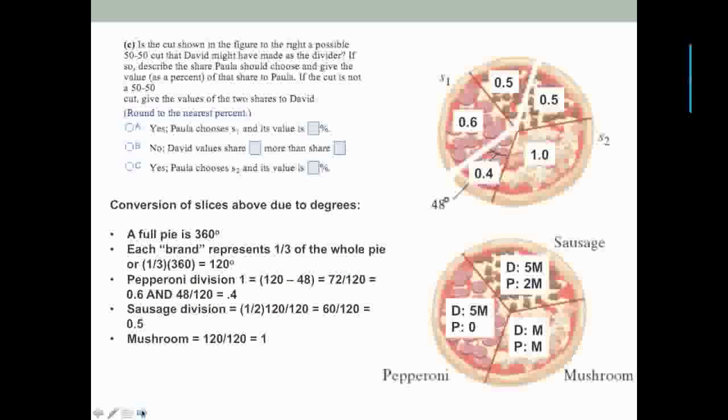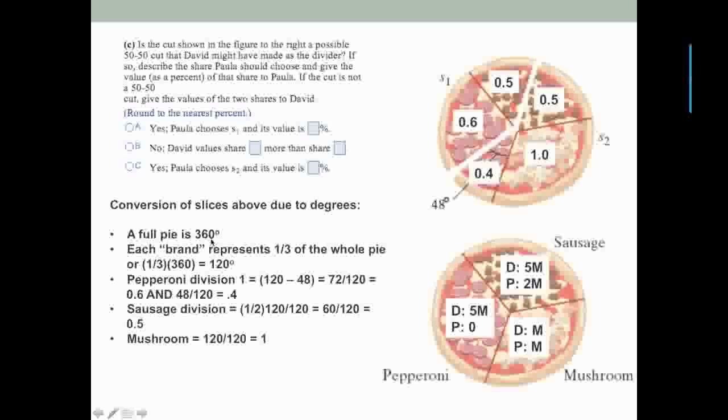Finally, we move on to part 3, or part C. Is the cut shown in the figure to the right a possible 50-50 cut? And the same questions as before. But notice that the cut is more of an odd type cut. And this time you're given that part of that pepperoni slice is actually given to you as 48 degrees. So we really need to start translating this stuff in terms of degrees.